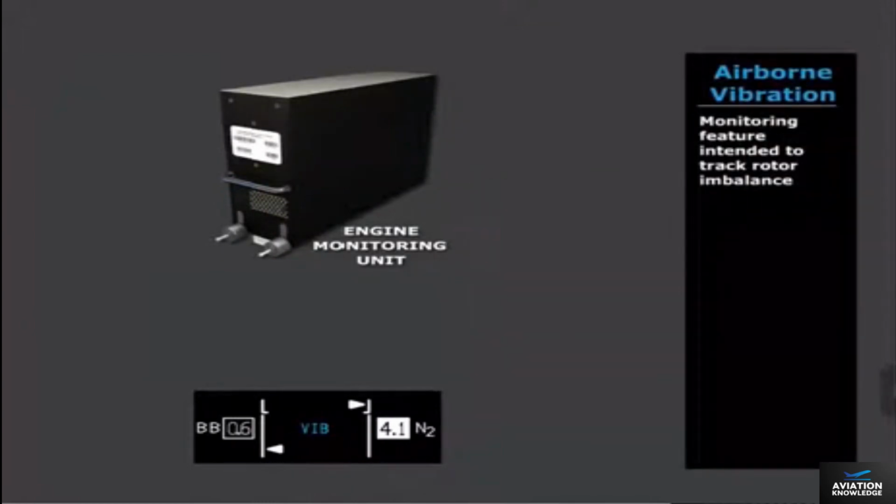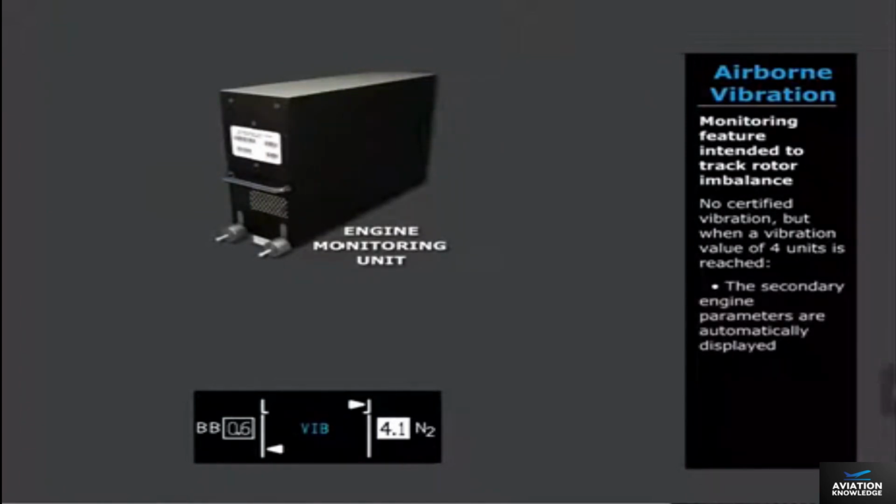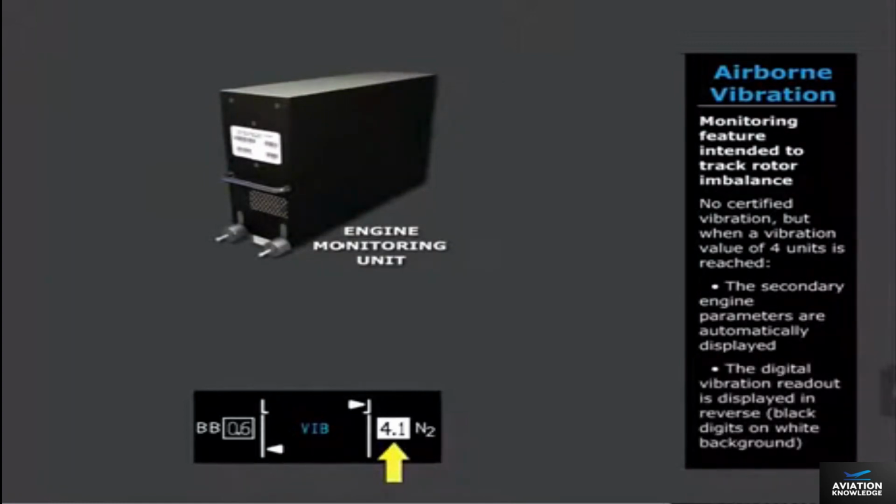The airborne vibration monitoring feature is intended to track rotor imbalance. There is no certified vibration limit, but when a vibration value of 4 units is reached, the secondary engine parameters are automatically displayed, and the digital vibration readout is displayed in reverse, black digits on a white background. Since there are no operating limits, there are no specific flight crew actions based solely on vibration indication.